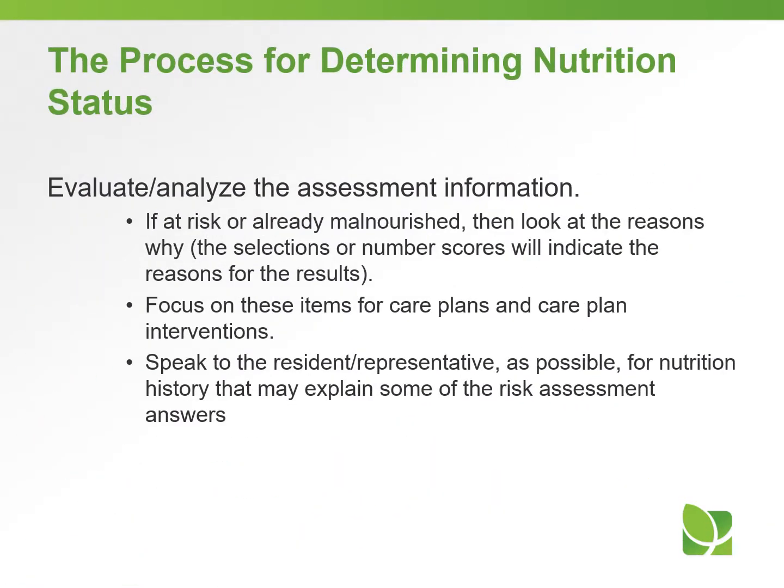Evaluate and analyze the assessment information. If at risk or already malnourished, then look at the reasons why. The selections or number scores will indicate the reasons for the results. Focus on these items for care plans and care plan interventions, and speak to the resident or their family or representative as possible for nutrition history that may explain some of the risk assessment answers.